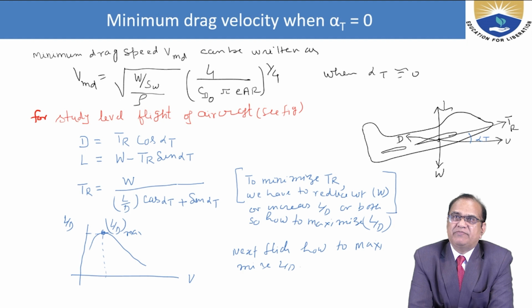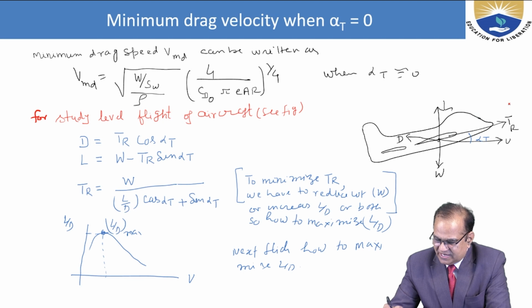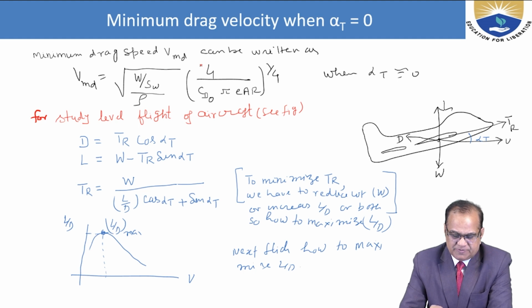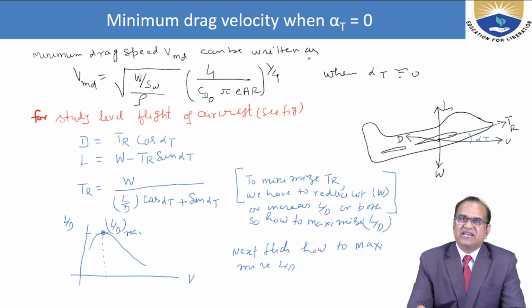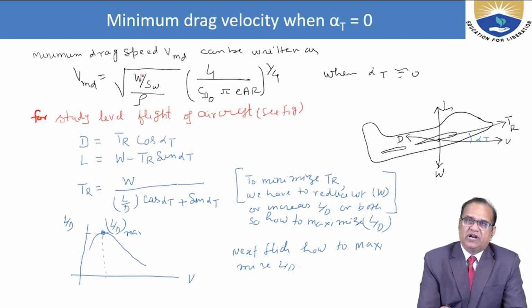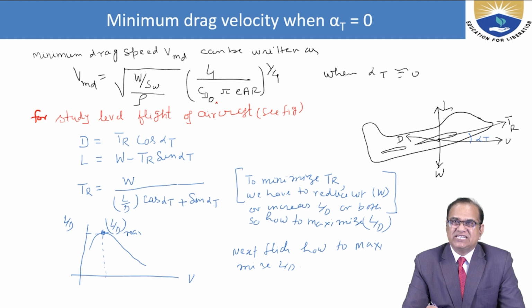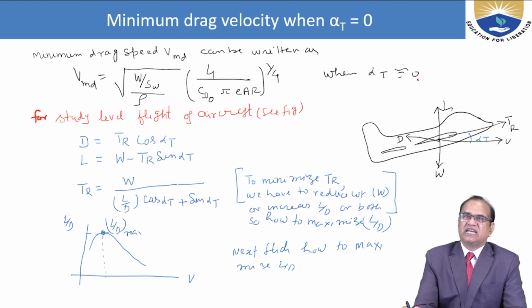Now we will see the minimum drag velocity when alpha t is equal to 0. This is the aircraft which is flying with a thrust TR. This is your velocity V. Lift is perpendicular to this, this is drag, and this is the weight which is always acting towards the earth. So minimum drag speed VMD can be written as V minimum drag is equal to the square root of 2 W by S rho, into the fourth root of K by CD naught, that is 1 by pi aspect ratio E by CD naught, when alpha t is 0.